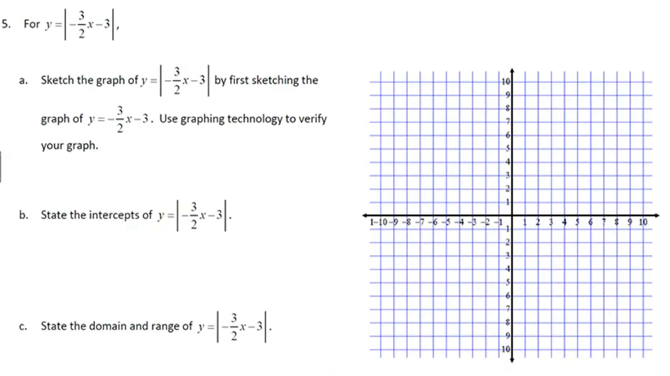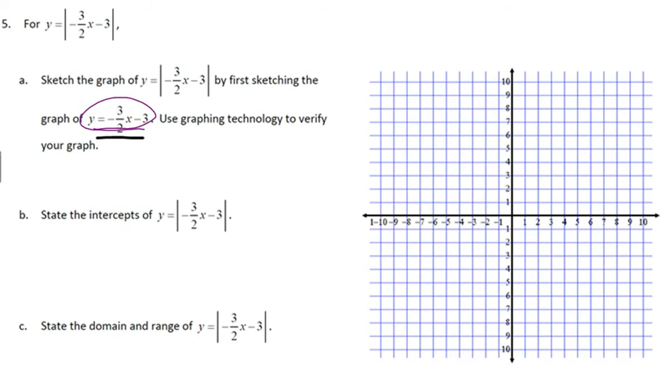For y equals the absolute value of negative 3 halves x minus 3, in order to sketch the graph of this, part A, we will first sketch the graph of y equals negative 3 halves x minus 3, right? Without the absolute value. We're just going to sketch this graph. And I could do that using slope and intercept, right?